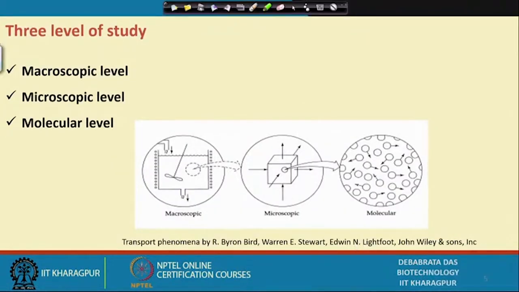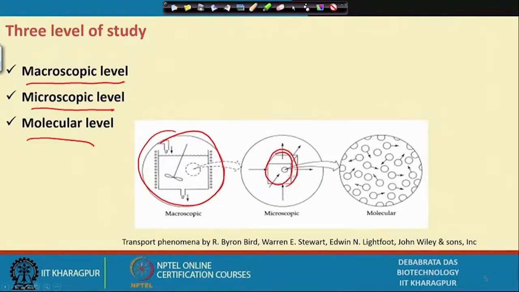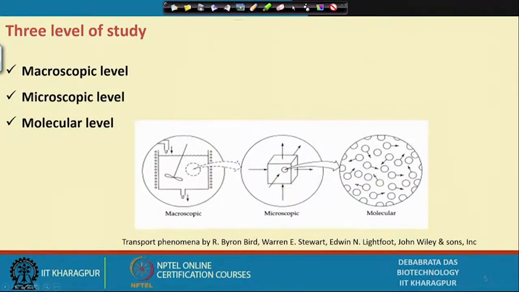Now if you look at it, there are three levels of study: one is the macroscopic level, another the microscopic level, and the molecular level. The macroscopic level is what is happening inside the fermenter. Inside that, you might be using some kind of cell, or a particular portion of the liquid you want to study in detail. Then we have the microscopic analysis. And then molecular level means how the molecules inside this cell interact with each other and give the product. So there are three different levels of study.